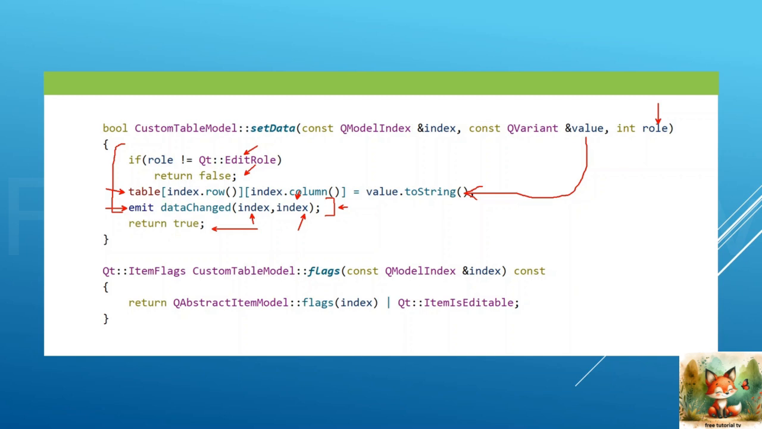The flags method is simply going to grab whatever flags we have on a QAbstractItemModel, and it is going to logic OR where QItem is editable. And what this says is that this model is flagged as a model that can be edited. I think we should have used QAbstractTableModel here. So we're going to change this when we hit code in a minute.